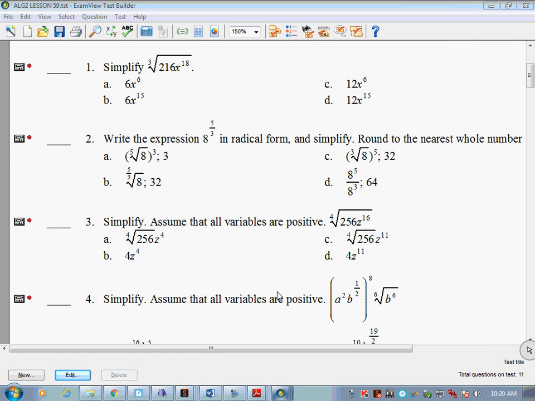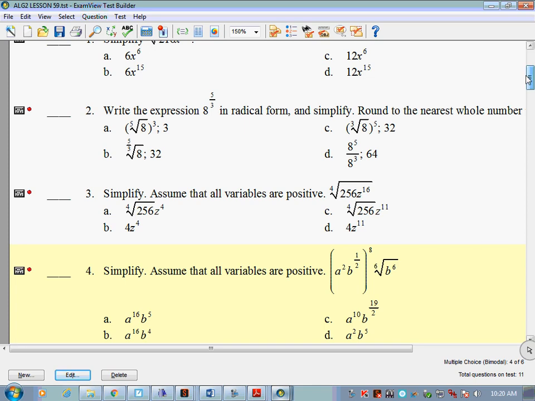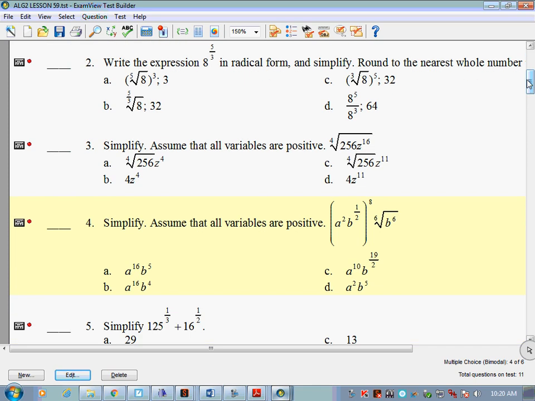Number 2 wants us to do the opposite of that. It wants us to put this in radical form. Okay? So, if I make a radical here, what goes inside the radical? 8. What is the exponent on 8? 5. What is the root? 3. Okay?